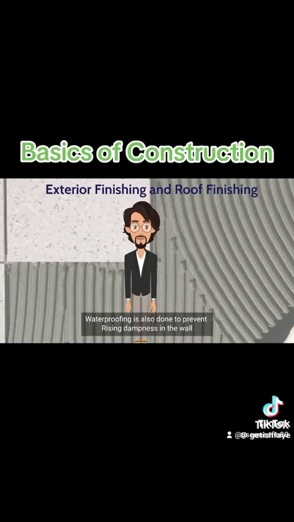Waterproofing is also done to prevent rising dampness in the wall. External cladding can also be done to enhance the elevation of the house. On top of the slab, waterproofing is done to prevent any leakage in the slab. Generally, terrazzo tiling is done to protect the slab from weathering effects.